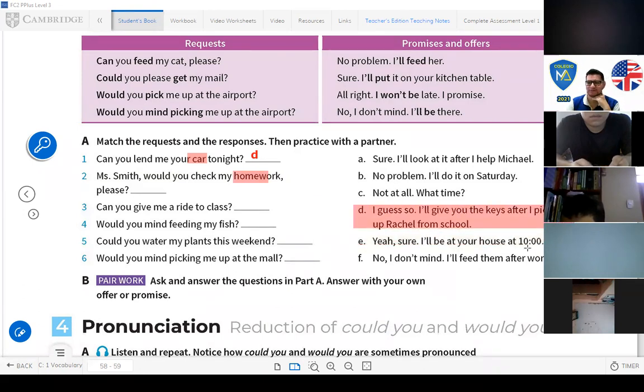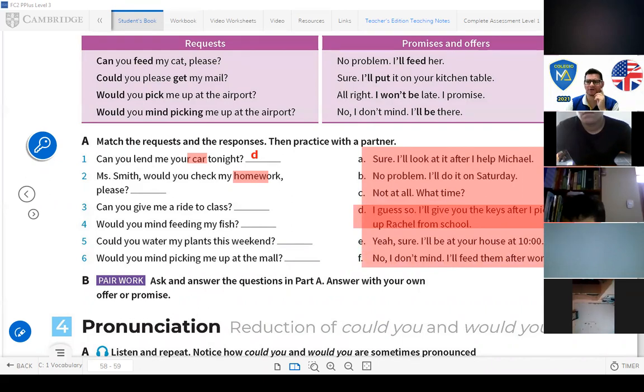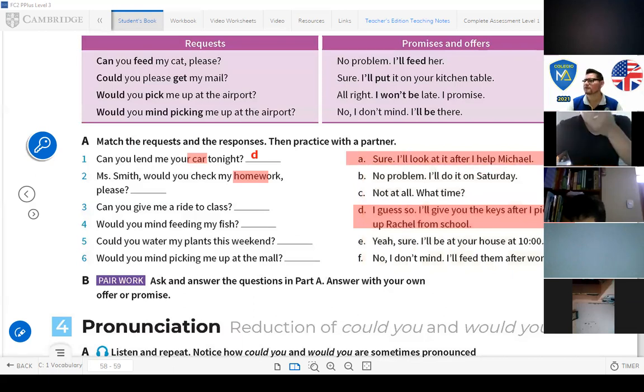Now this is done, right? Oh, sure, I'll look at it after I help Michael. Could be, no problem. I'll do it on Saturday. Not at all. What time? Yeah, sure, I'll be at your house. No, I don't mind. I'll feed them after work. Here we have 2 possible answers, ¿no? Tenemos 2 respuestas posibles. Could be, I'll look at it after I help Michael, or no problem, I'll do it on Saturday. I think it should be this, ¿ya? Pero vamos a salir de la duda in a moment.